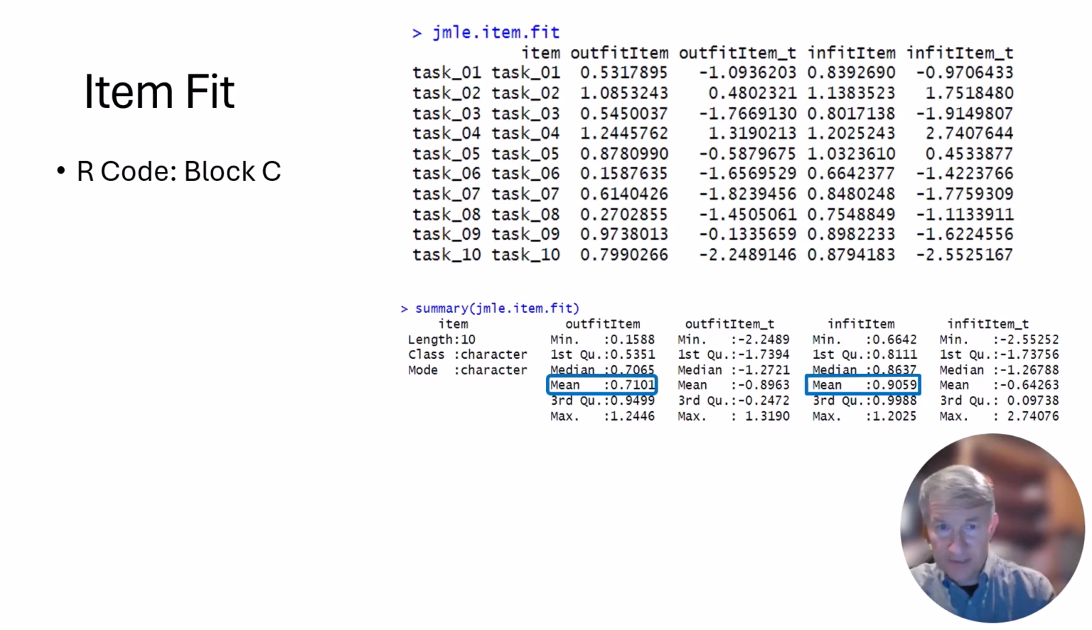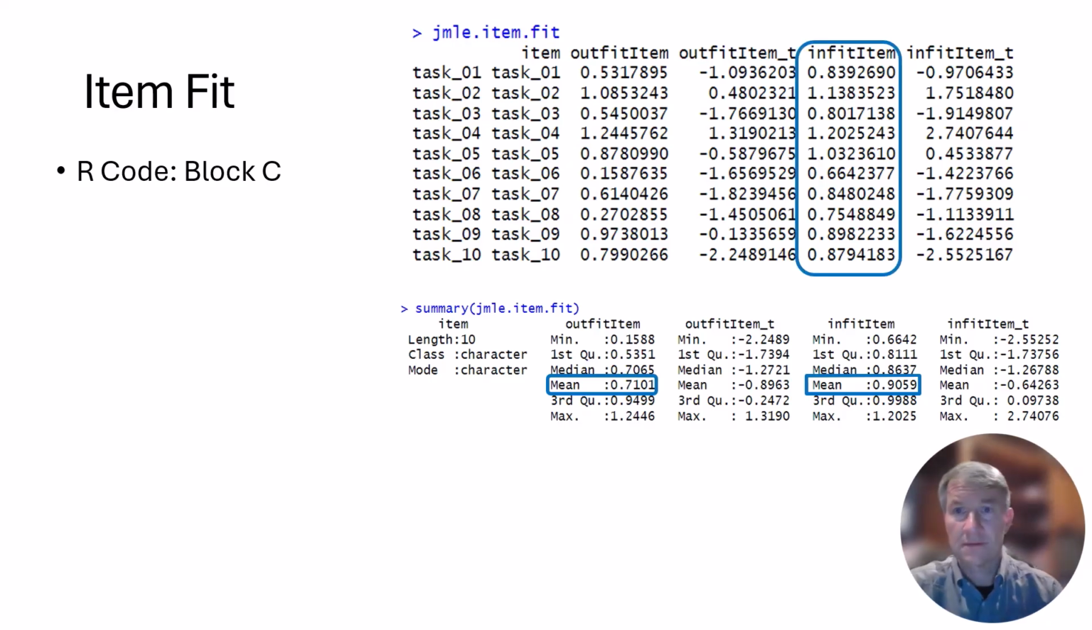In addition to the summary statistics for fit, we get the fit statistics for each individual item. Okay, so we get a column of infit item estimates and a column of outfit item estimates.